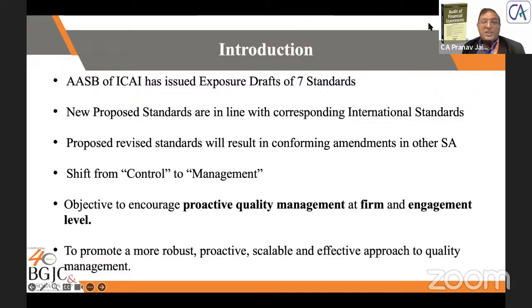Now, when I use the word scalable, it was largely known that auditing standards are applicable to audit of financial statements, irrespective of the size of the firm or the size of the entity that is being audited. This concept has been reinforced in the revised standards by using the term scalability. We'll discuss what scalability is, but we must understand that all the standards are applicable in totality to all audits.